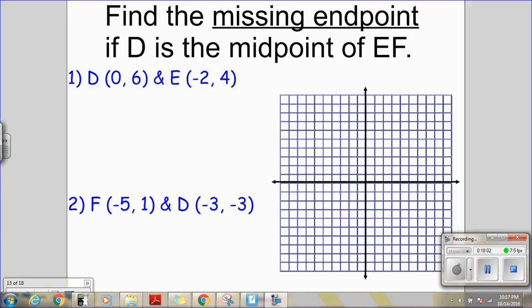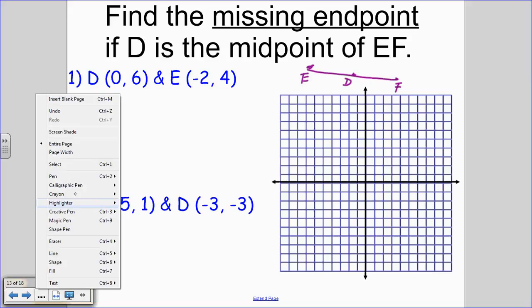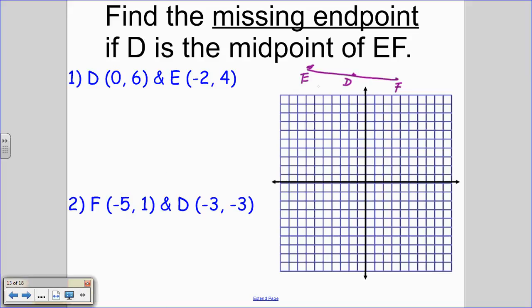This one is saying find the missing endpoint. So on this problem, we have a segment EF where D is the midpoint, because that's exactly what it says up here. D is that point in the middle. Our job is to find the endpoint that is missing. So number 1, they give us D, they give us E, so that means we have to find F.